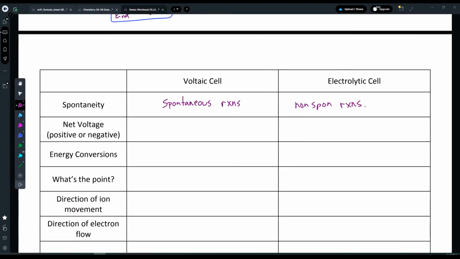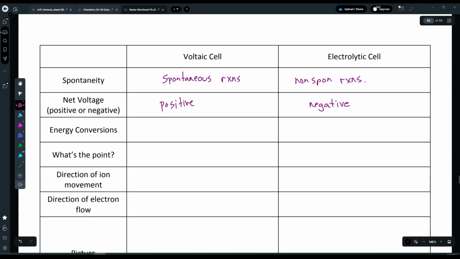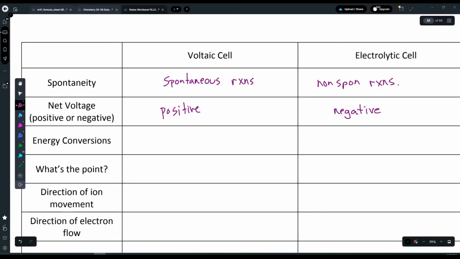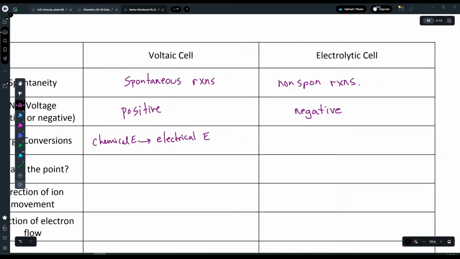For the net voltage for voltaic cells, that's going to be positive, whereas for electrolytic cells, it's going to be negative. Forever and always for electrolytic cells, it will be negative, and forever and always, voltaic cells will have positive voltages. For the energy conversions for voltaic cells, that's chemical to electrical. So chemical energy to electrical energy, whereas electrolytic is the opposite.